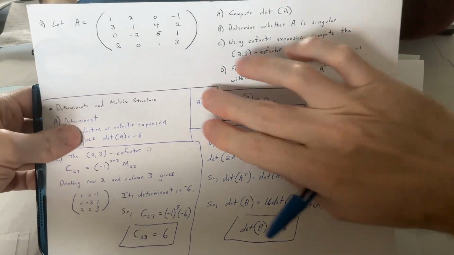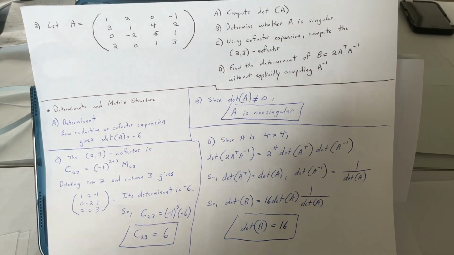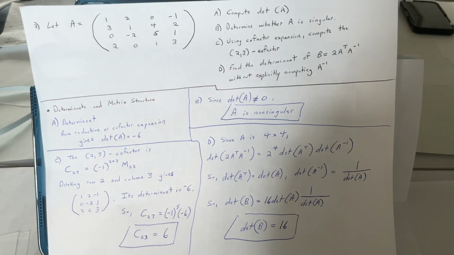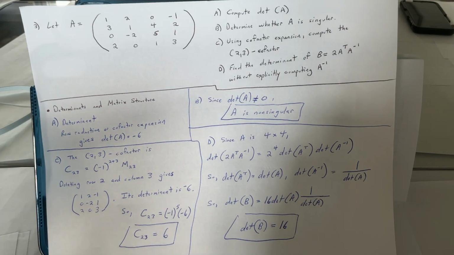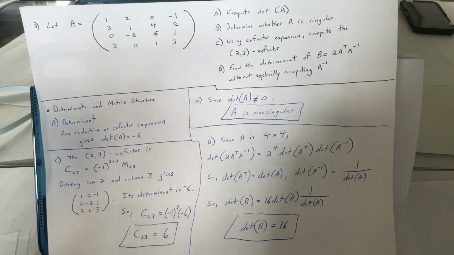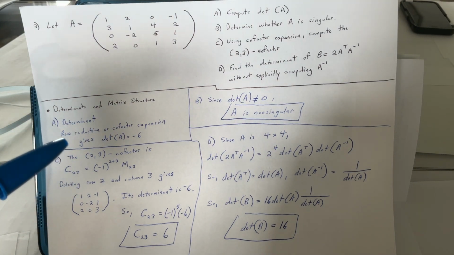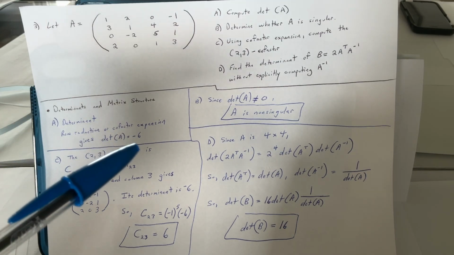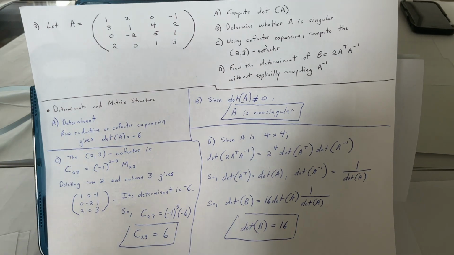Okay, so number 3. We're given the matrix A. Compute the determinant for letter A. This is a determinants and matrix structure problem. If you compute the determinant, row reduction or cofactor expansion gives a determinant of A as negative 6. I left out the intermediary steps there.